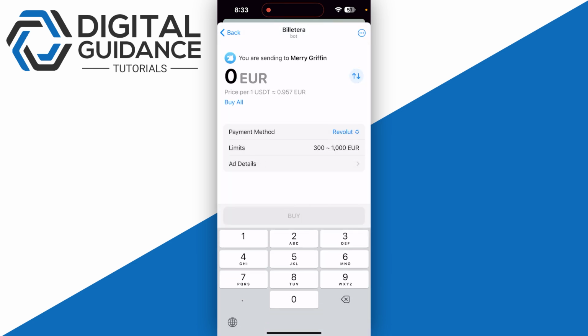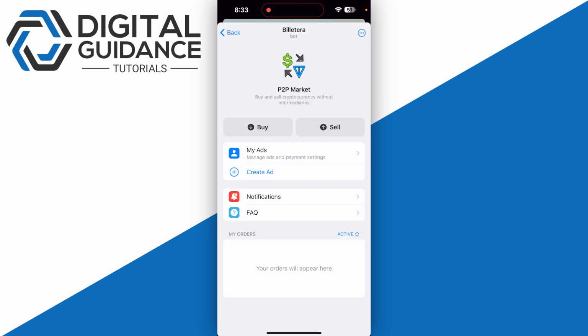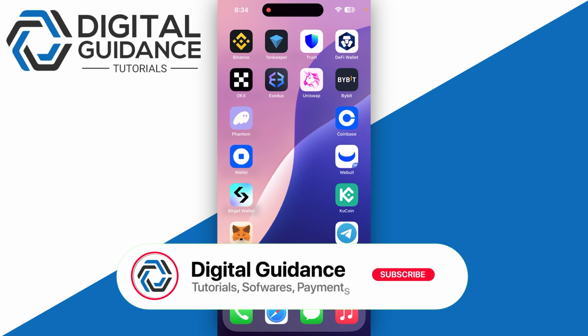Now if I want to buy, I can buy with my Revolut account, and if I want to sell this, I can also sell it directly into my Revolut balance. Like whenever you sell something, this is going to transfer the money into your bank account directly. Hope this helped. This is how you can set up deposit and withdraw on Telegram wallet.